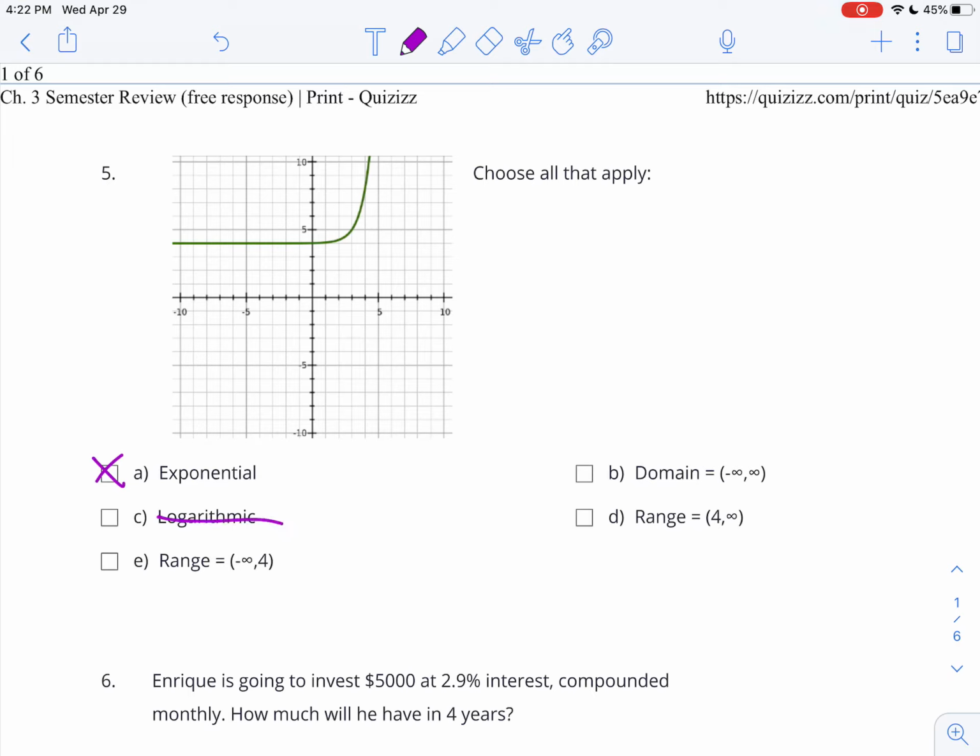The domain of every exponential function is all reals, so we definitely want that guy. The range, we either, choice D says above the number 4 for the y values, and choice E says below the number 4. So we're going to choose this one. We can reject that one.